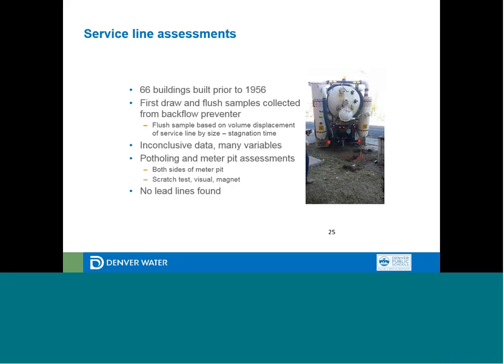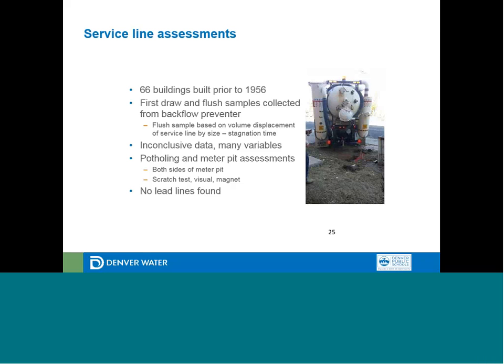And our original plan was kind of piggybacked off the residential program of doing first draw versus flush samples collected off of a backflow preventer based on the service line size and trying to get into a stagnation time. And so our second sample was pulling from that service line, and if we had a hit, it would be indicative of a lead line. But the school buildings have a lot going on, a lot more going on than what a single-family household has, and so we found the data to be pretty inconclusive in a lot of variables.